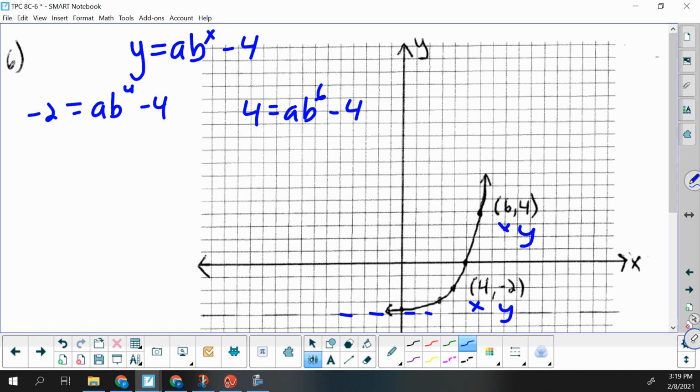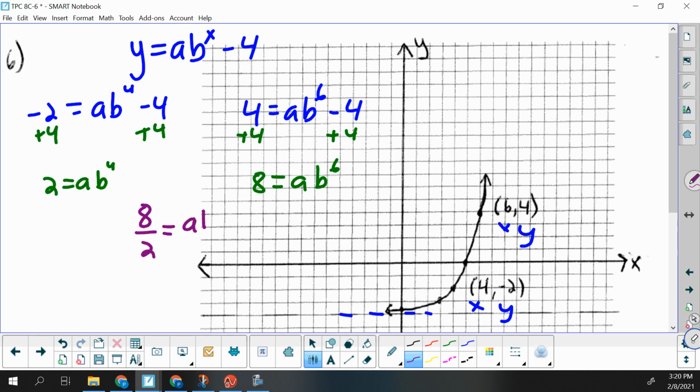Always do your adding and subtracting first. So we'll add 4 over on each of these. We'll get 2 equals a times b to the 4th, and 8 equals a times b to the 6th. Divide your equations, bigger exponent equation on top. So we'll have 8 over 2 is equal to ab to the 6th over ab to the 4th.